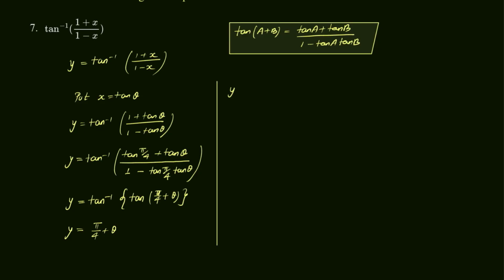Now let us replace the value of theta. Then my function will be y equals pi by 4 plus theta, and from here I can see that theta equals tan inverse of x. So here it will be tan inverse of x. Now let us differentiate both sides with respect to x. Then d/dx of pi by 4 is 0, plus d/dx of tan inverse x is simply 1 by 1 plus x square. So this is the required answer for this question.